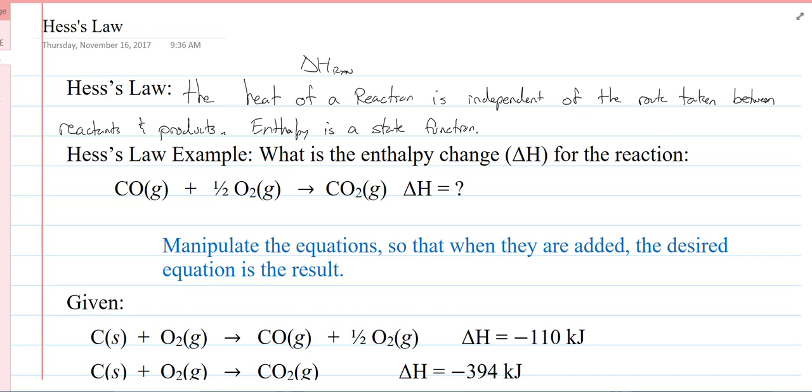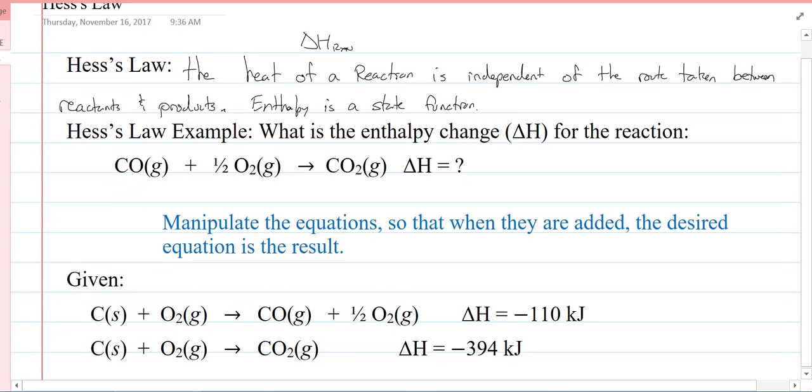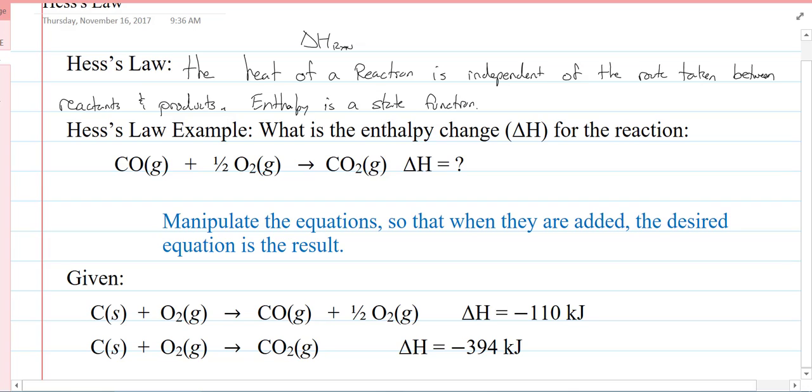Here's a Hess's Law example. What's the enthalpy change, delta H, for this reaction? You have CO plus 1/2 O2 going to CO2. What's delta H? You have to manipulate these equations, and those are the two equations. What I like to do is very similar to elimination in math class. Reactants are CO and 1/2 O2, and the product is CO2. I highlight below, carbon's not involved. I have CO, there's 1/2 O2, there's a reactant, CO2 is a product.